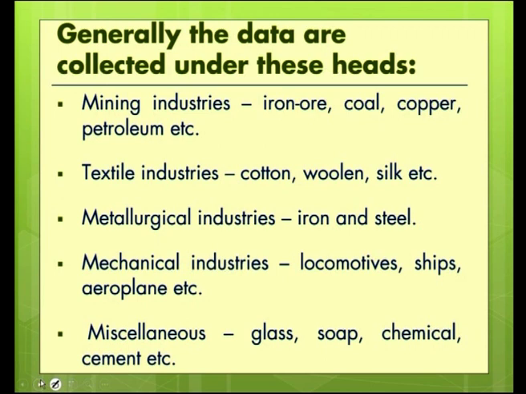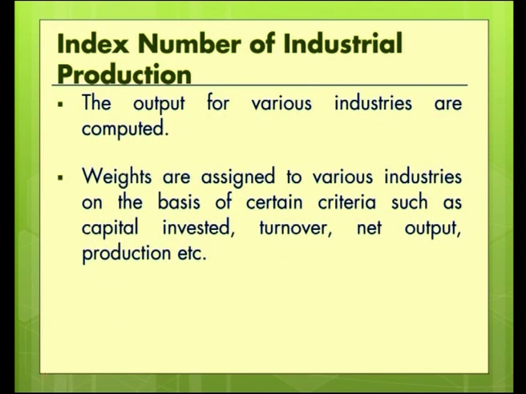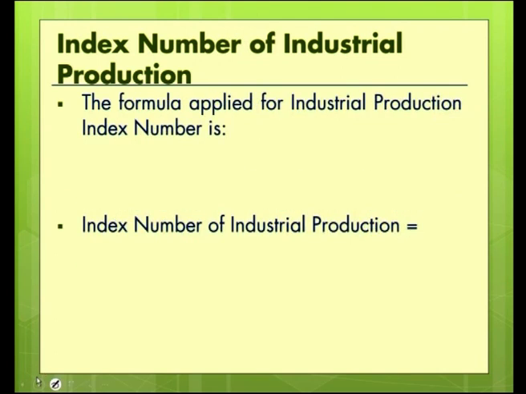Then metallurgical industries: iron and steel industries come under metallurgical industries. Then locomotives, ships, aeroplane etc. come under mechanical industries. Miscellaneous are glass, soap, chemical, cement etc. The output for various industries are computed. Weights are assigned to various industries on the basis of certain criteria such as capital invested, turnover, net output, production etc.